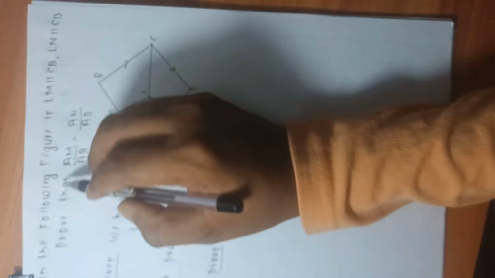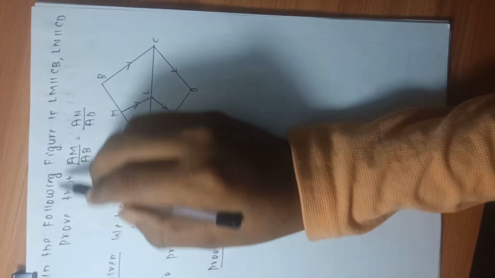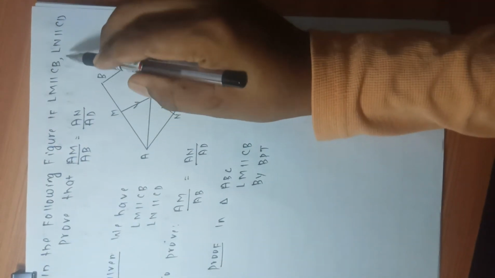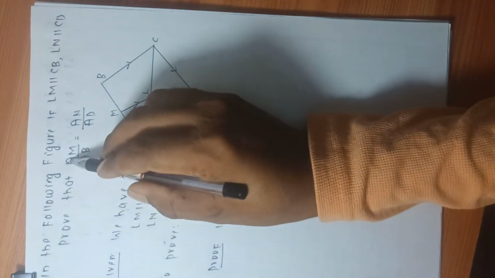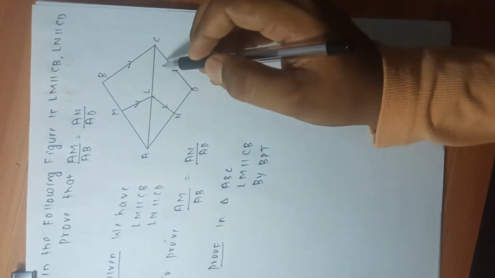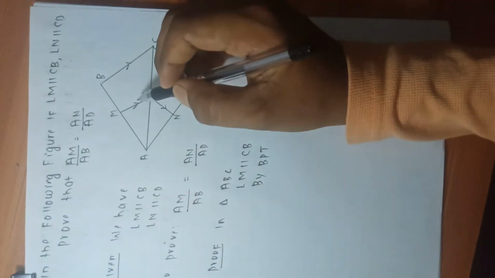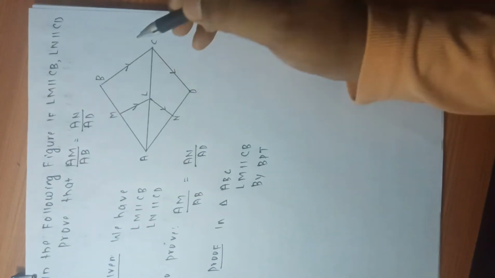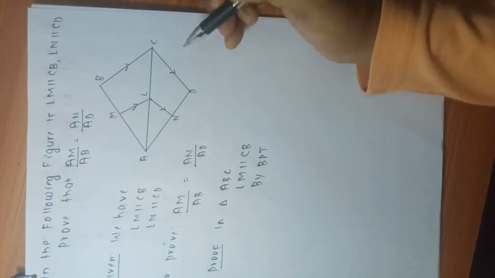You can see in question number 3 in the following figure, if LM is parallel to CB and LN is parallel to CD, then prove that AM by AB equals AN by AD. This is the figure already given in the question. You can see LM is parallel to CB and LN is parallel to CD.